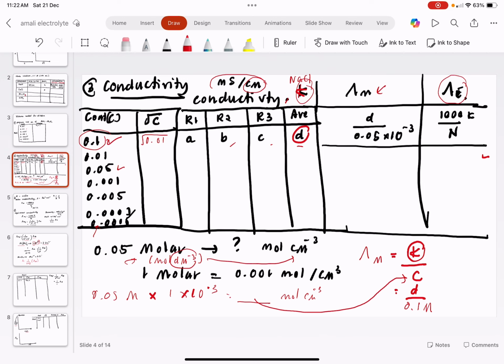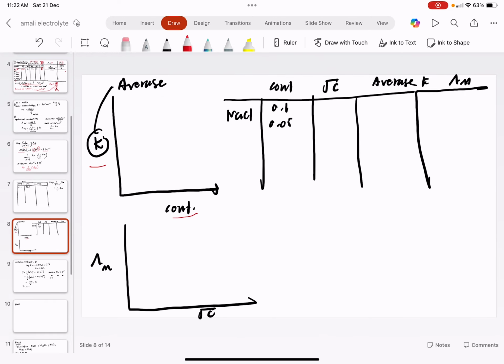Okay, for NaCl, this table is only for NaCl. So you have the different concentrations, and then you need another graph for the different electrolytes, and another table you need to have here would be the molar conductivity against the square root of the concentration.